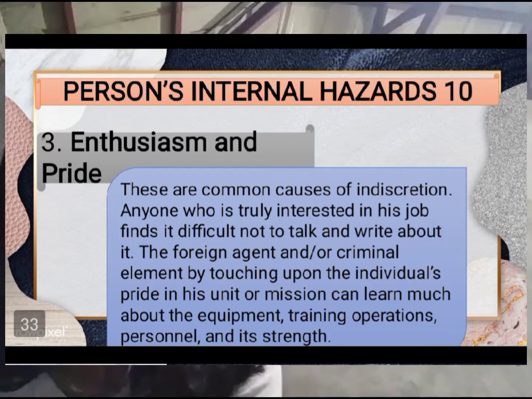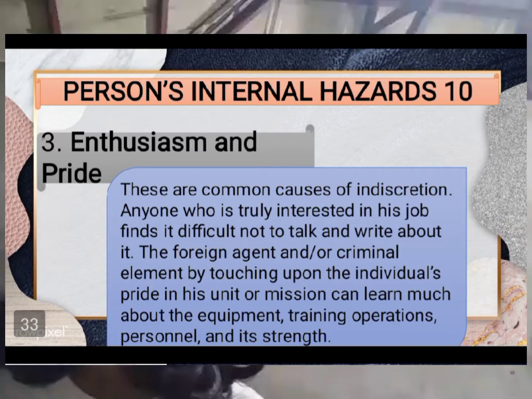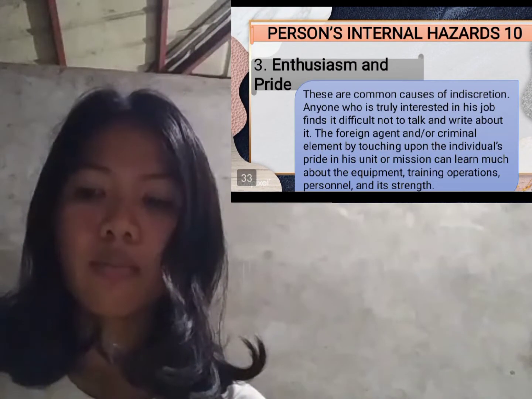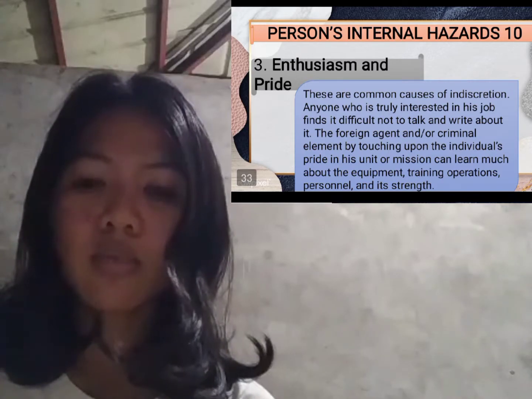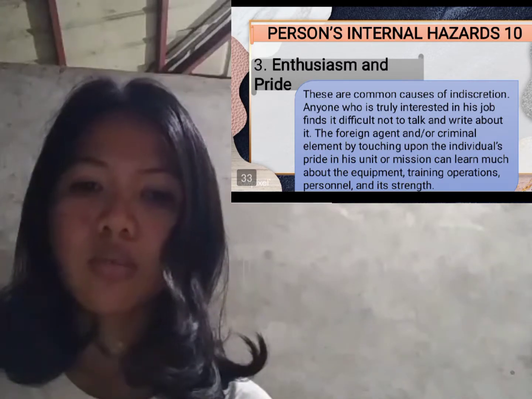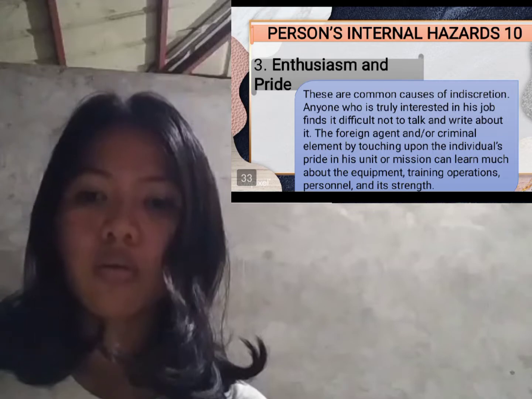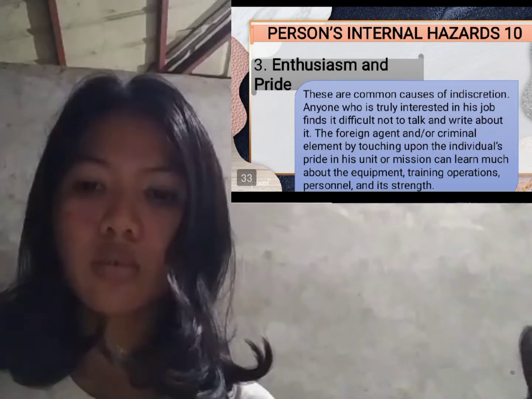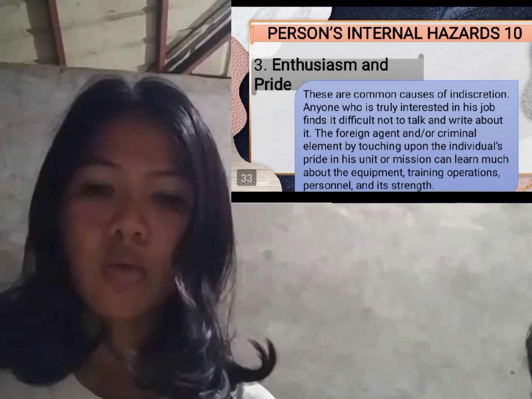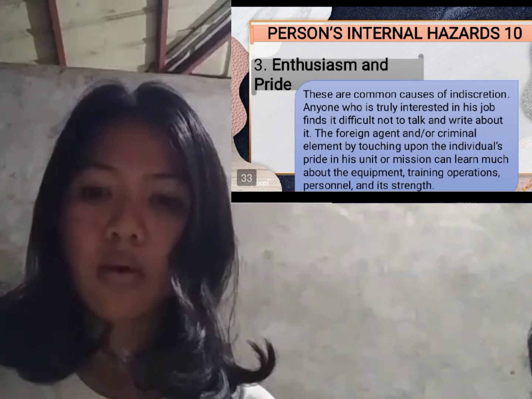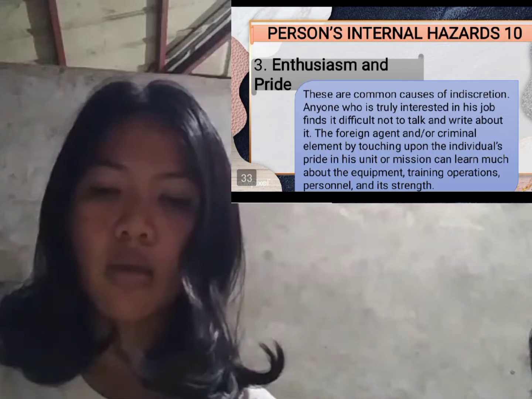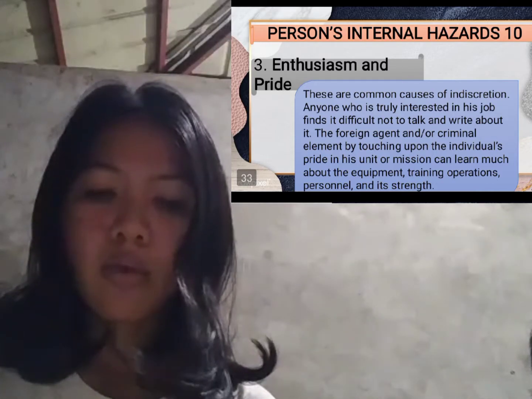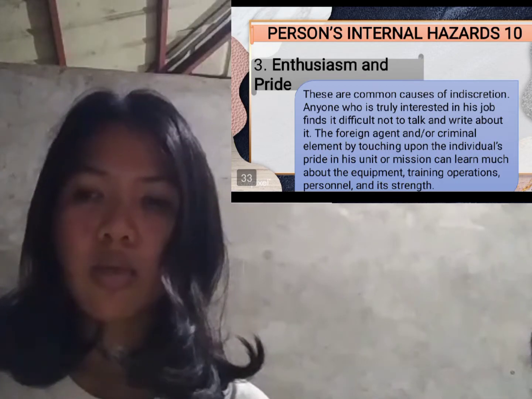and strength. Ang mga karaniwang sanhi ng kawalang ingat sa kanyang trabaho ay nahihirapan hindi magsalita at magsulat minsan sa trabaho, pride o enthusiasm ang bawat individual na misyon. Marami ang matutuhan tungkol sa kagamitan, mga operasyon sa pagsasanay, tauhan. Isa sa mga kailangan ay may lakas ka sa bawat pagsasanay.